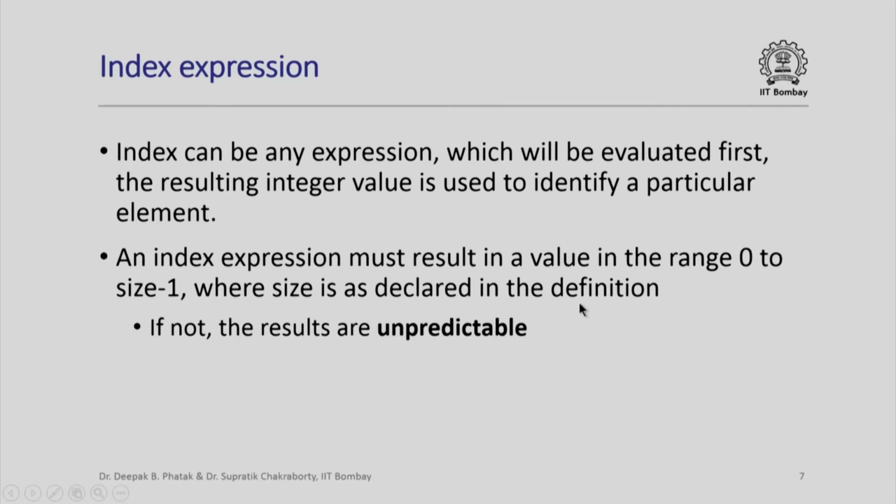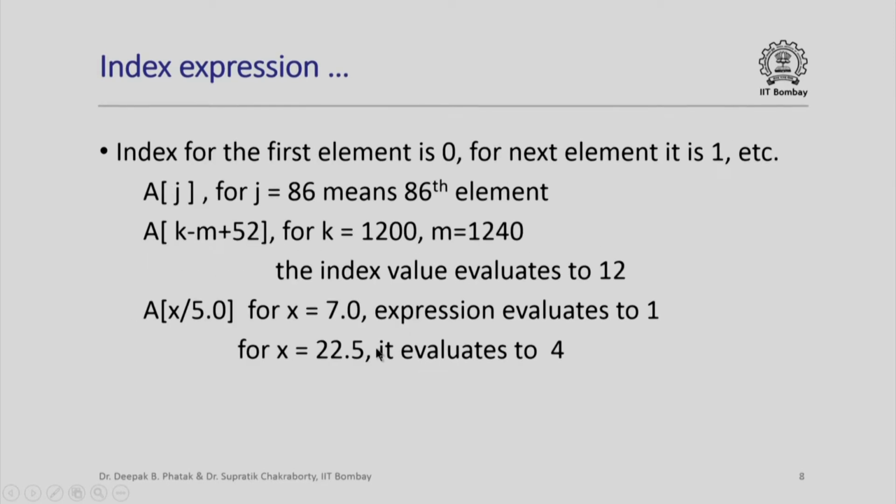For example, if I have declared an array of size 100, the index must range from 0 to 99. Please remember that if we do not do that, then the results in C++ are completely unpredictable. So, it is our responsibility to maintain an index at any time to be between these limits. An index for the first element is thus 0, the next element is 1, and so on.